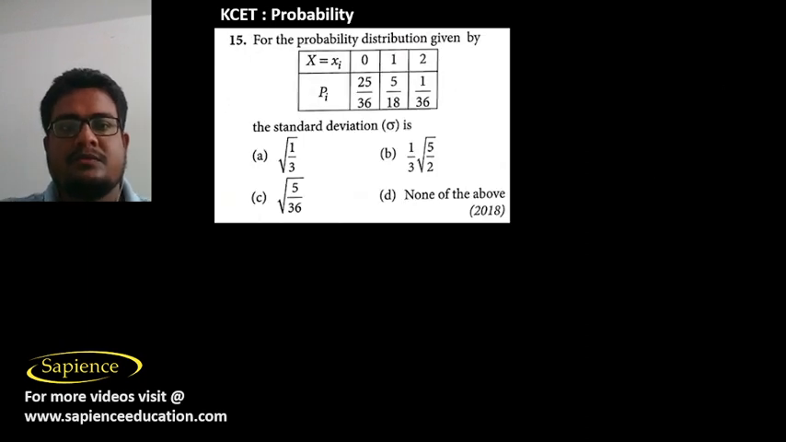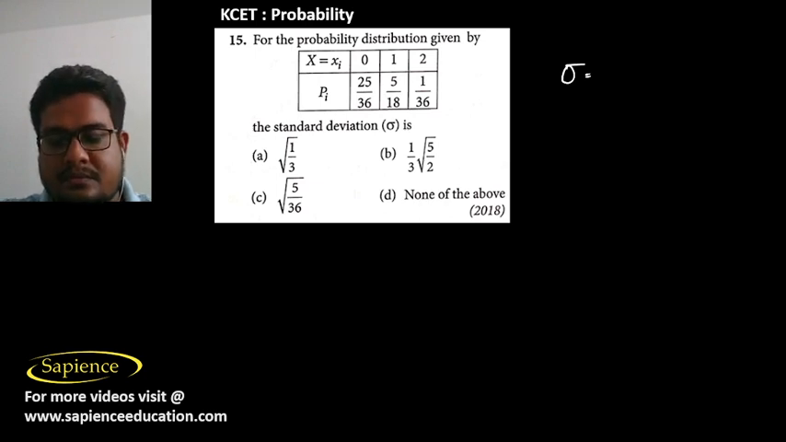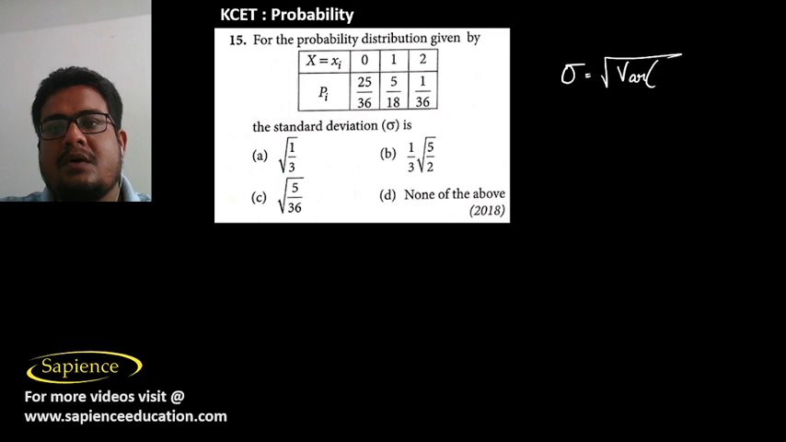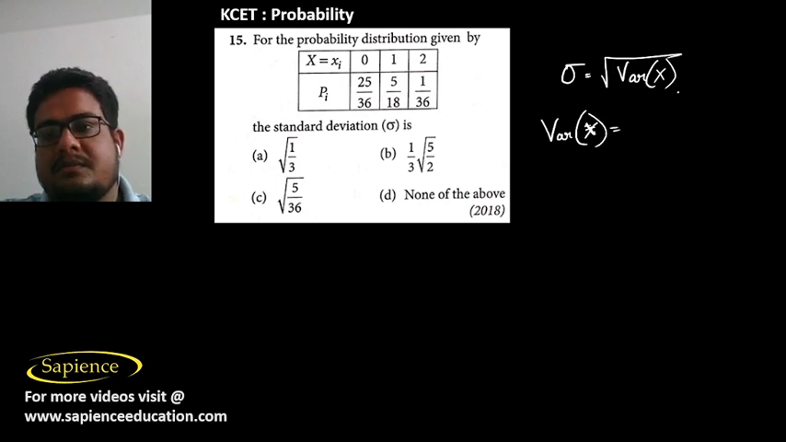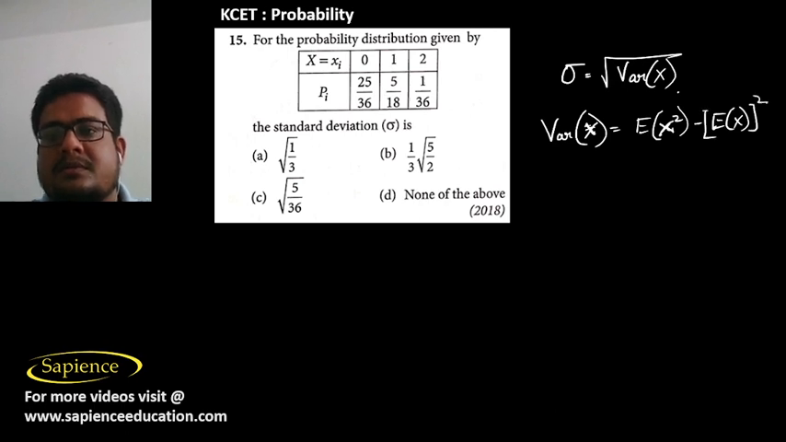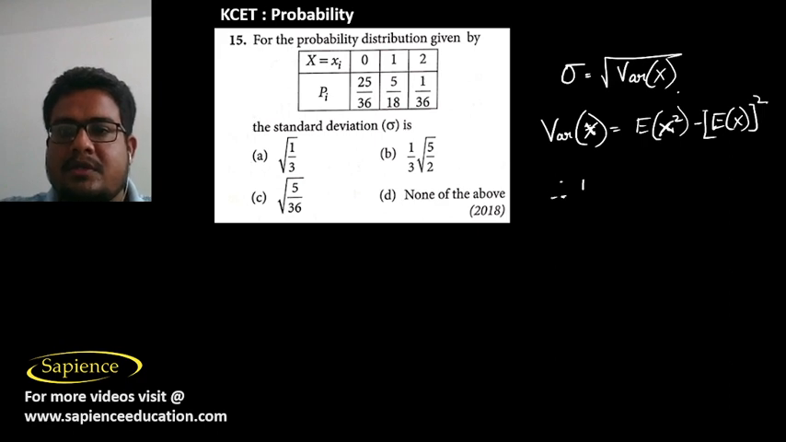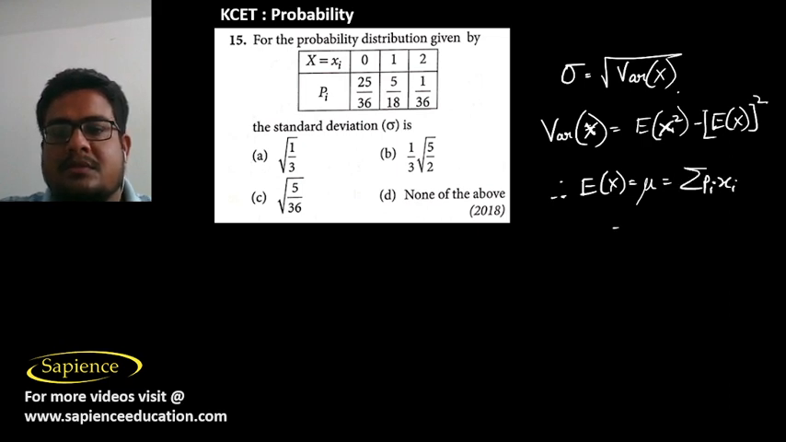Question number 15, for the probability distribution given by this, the standard deviation is. So the standard deviation is the square root of variance. The variance of x is given as the expectation value of x square minus the expectation value of x whole square. The expectation value of x, which is the mean, is summation pi xi.